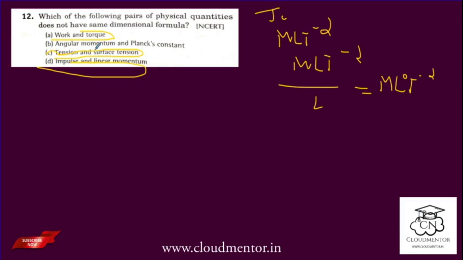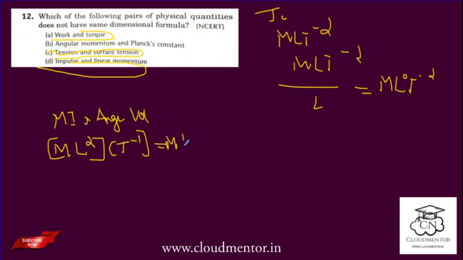Angular momentum is equal to the moment of inertia multiplied by angular velocity. The moment of inertia is ML squared, and the dimension formula of angular velocity is T raised to minus 1, so angular momentum is ML squared T raised to minus 1.